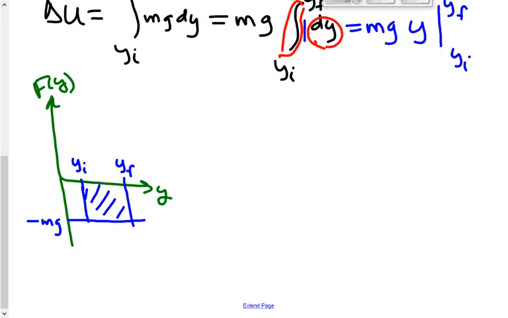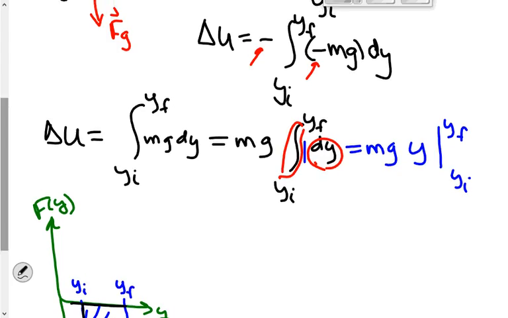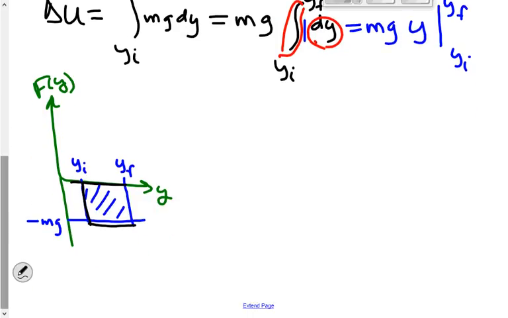Which is going to be the height of the rectangle here, which is negative mg, times the width of the rectangle, which is y final minus y initial. And it is below the x-axis, so it is going to give me a negative area. But if you recall up here, I also had a negative sign in front, and those are all canceling out. You with me? Two different ways to go at it. By February, taking this integral is something you could do in your sleep, because we'll feel that much more comfortable with them.